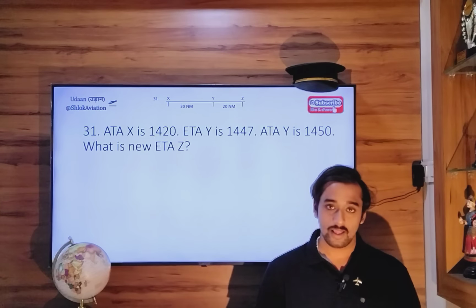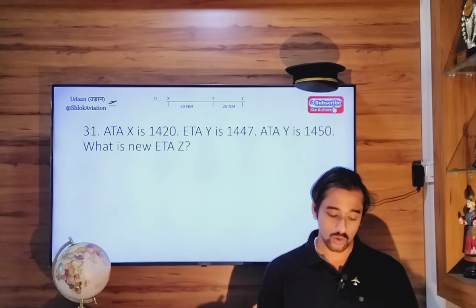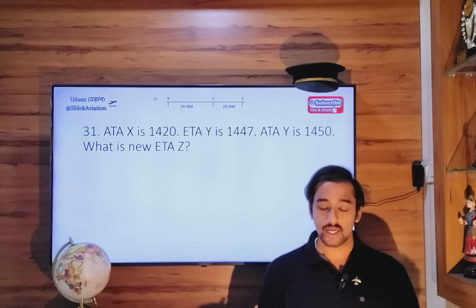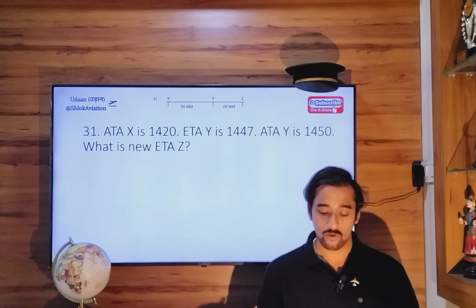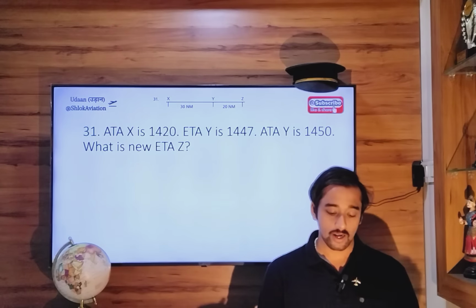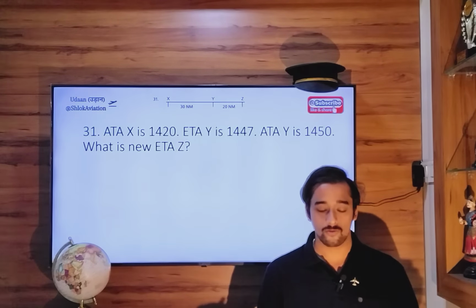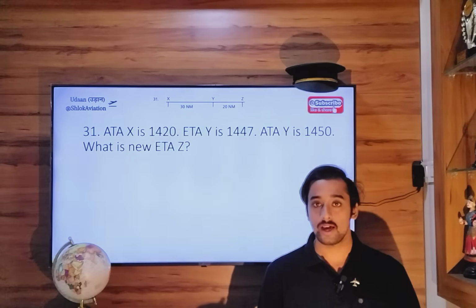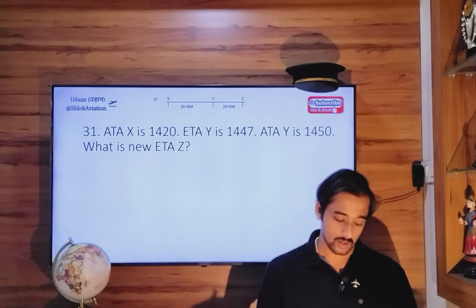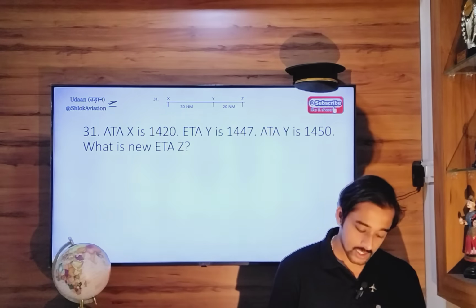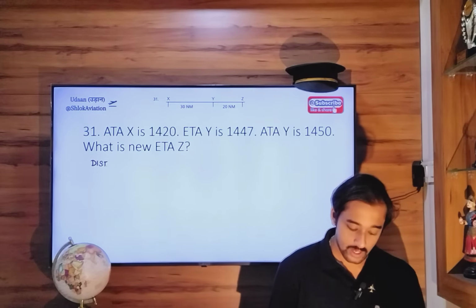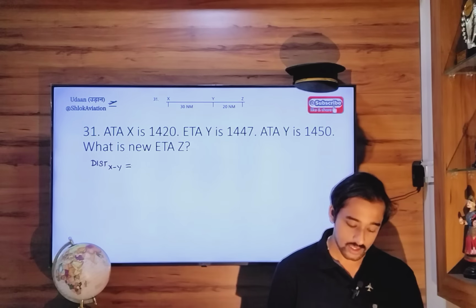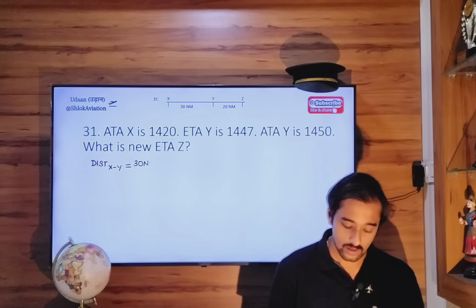Actual time of arrival at X is 1420. Estimated time of arrival at Y is 1447. Actual time of arrival at Y is 1450. What is the new estimated time of arrival at Z, Zulu? So look, the distance between X to Y is 30 nautical miles.